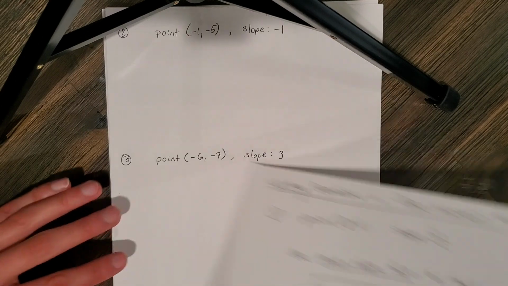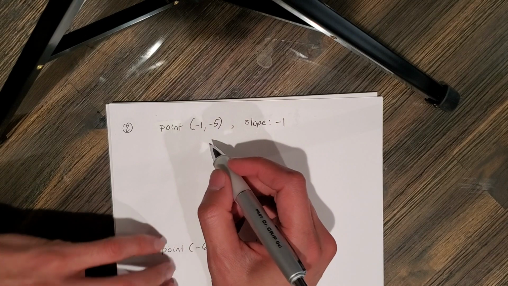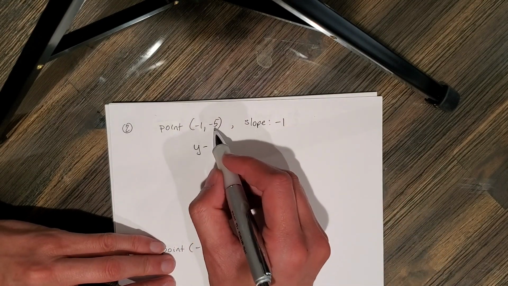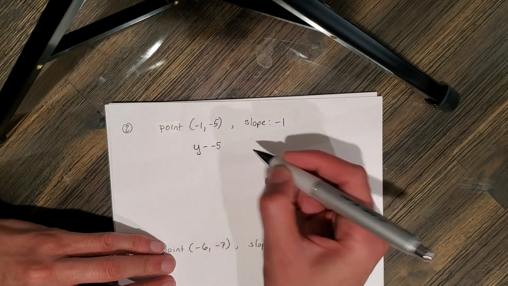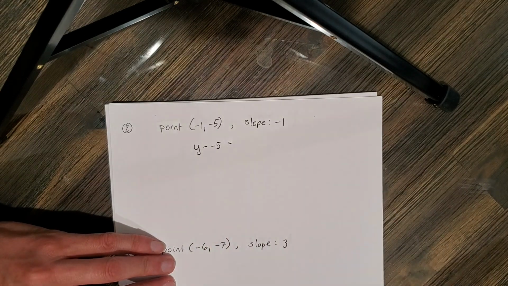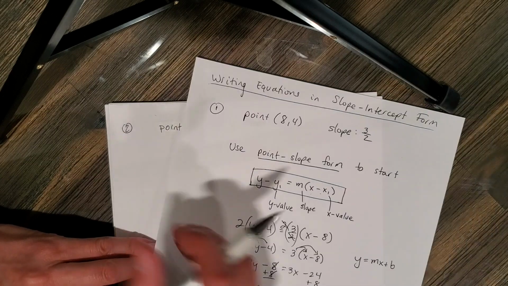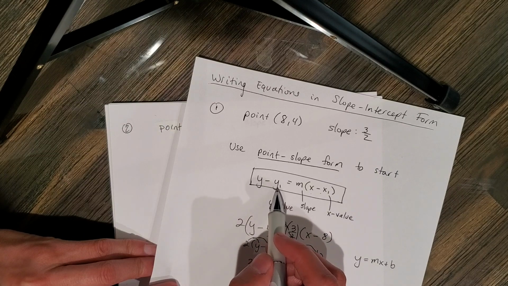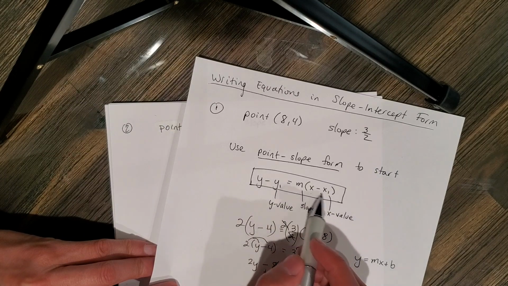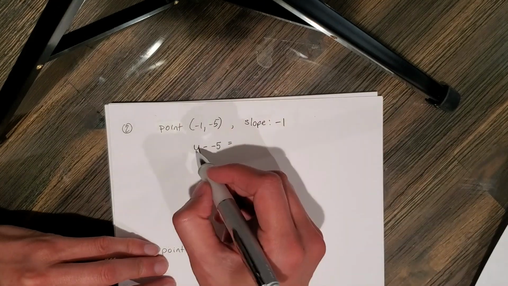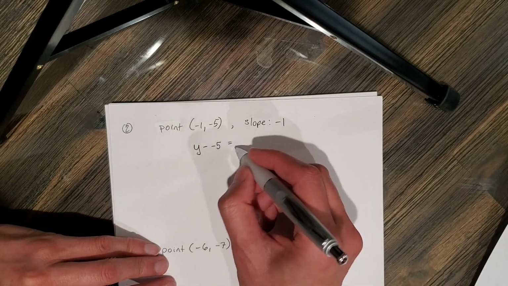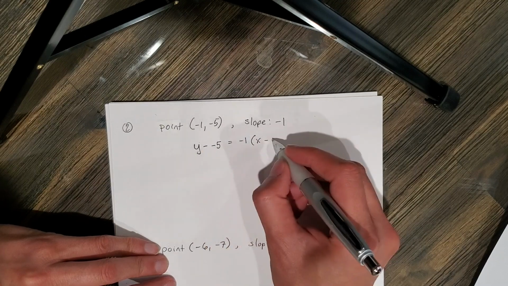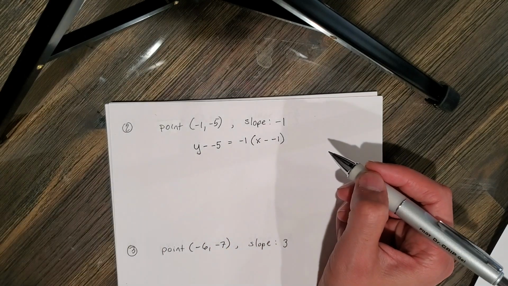Okay, let's do the next one. Again, we're given a point. So we're going to do y minus the y value. Notice here it's going to be y minus negative 5 equals, and if you forgot what this point-slope form is, just look at the other page that you just wrote. Okay, so we have y minus the y value equals the slope times x minus the x value. Okay, so here we have y minus negative 5 equals the slope, which is negative 1, times x minus the x value. So that's going to be x minus negative 1.